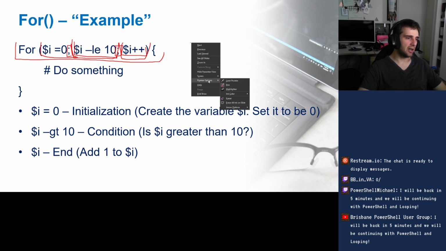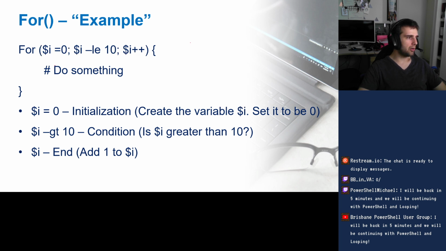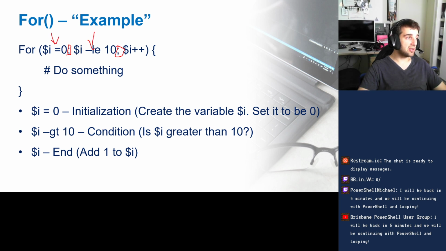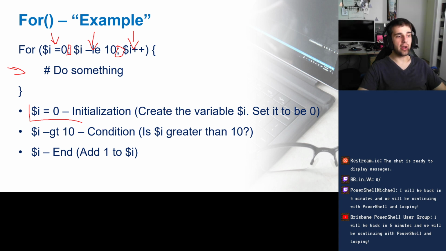Most of the time people look at this and go, well, you have to follow this, but they don't fully understand why these semicolons are here. They denote that this is the initialization, this is the condition, this is the repeat, and then we're obviously doing something. So in this instance, I is equal to 0. This is our initialization. We're creating the variable I, and we're setting it to be 0. I is greater than 10. So the condition is I is greater than 10.